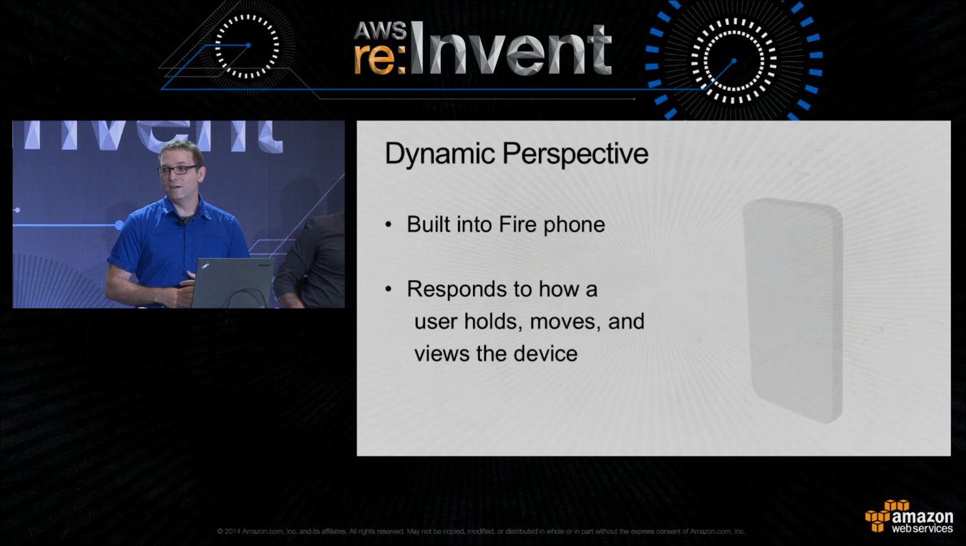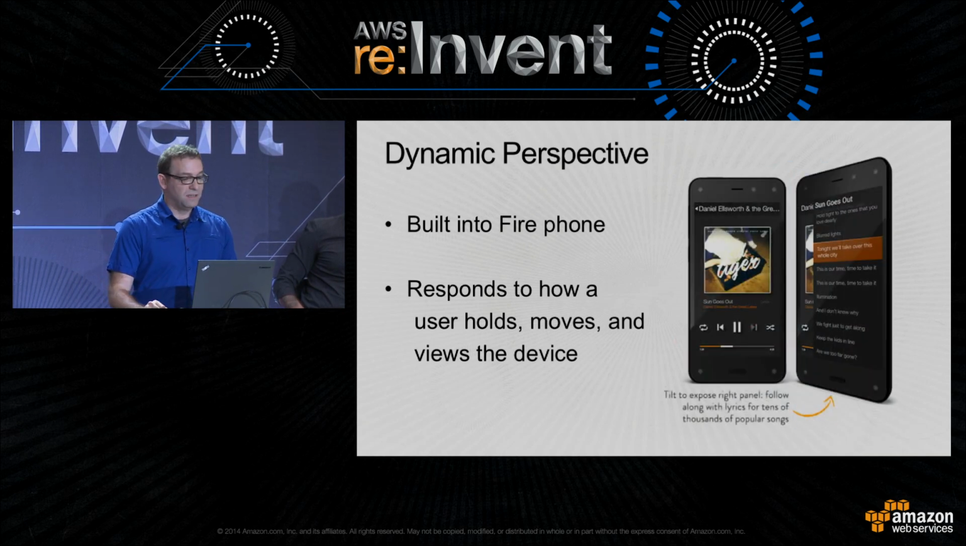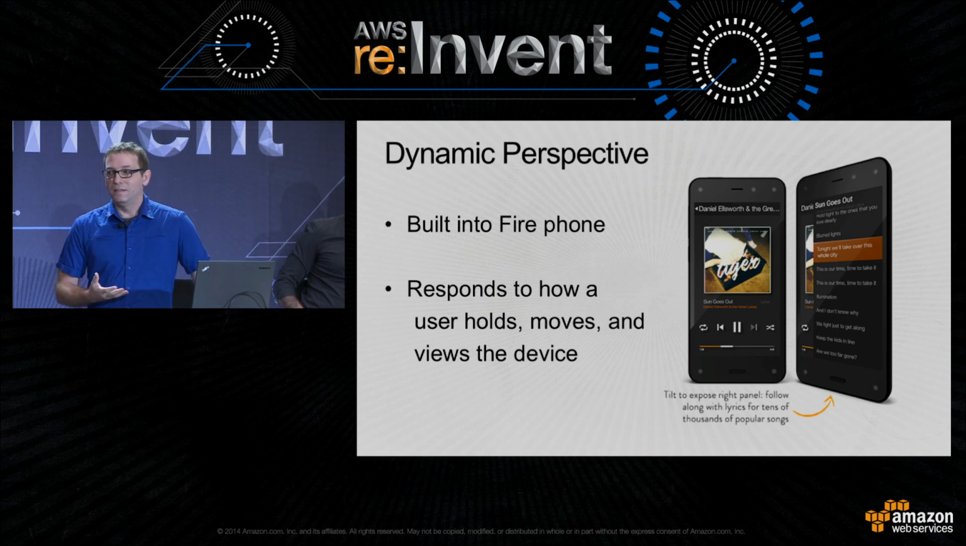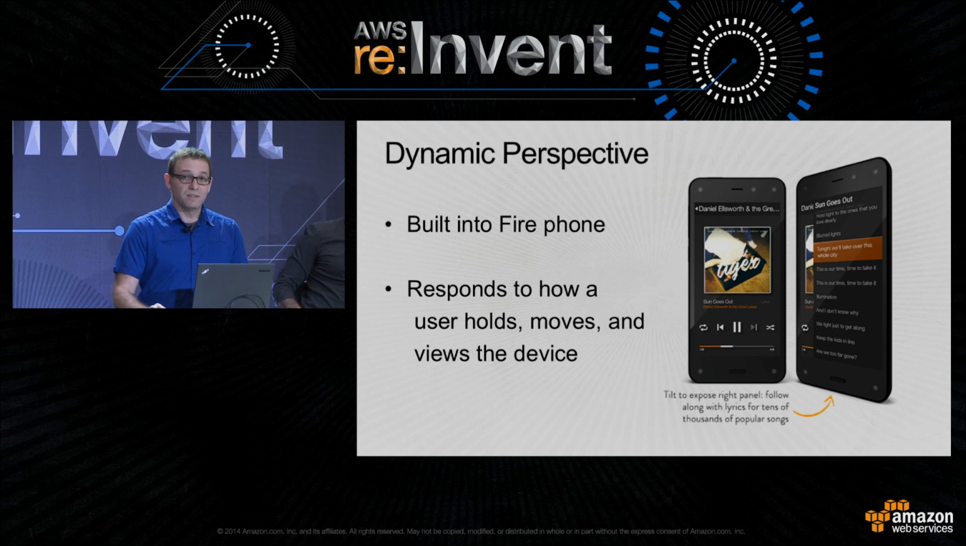So we're here today to talk about the results of those efforts. Dynamic Perspective allows your app to respond to how the user holds, views, and moves the device, and it leads to new kinds of interactions. It's built into the Fire Phone, obviously, which although it's only been available for a few months, kind of gives us a glimpse into what the future may hold.